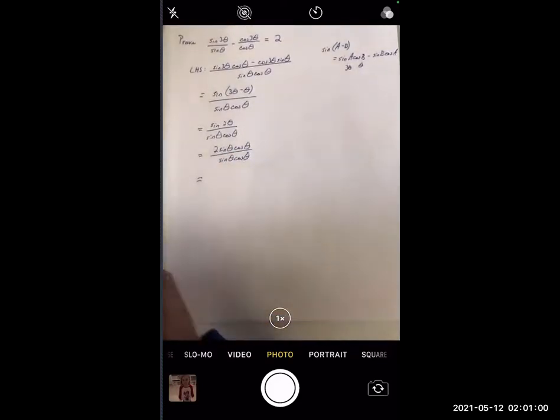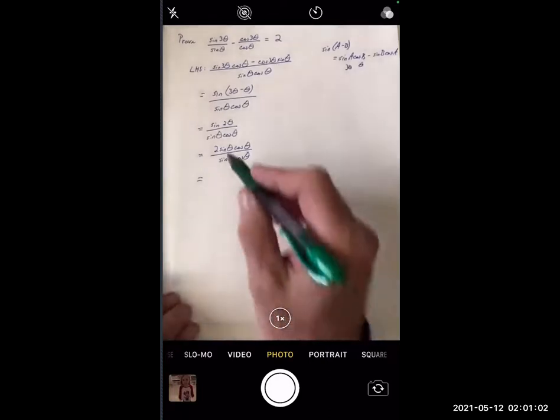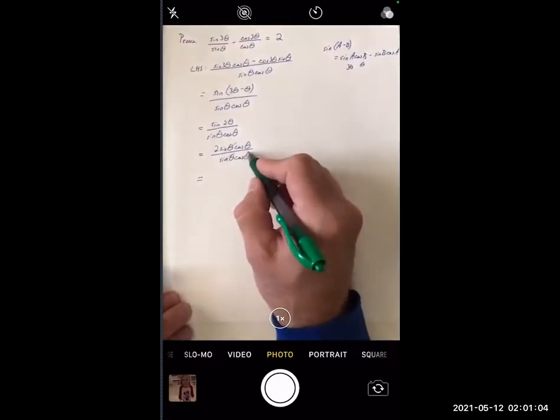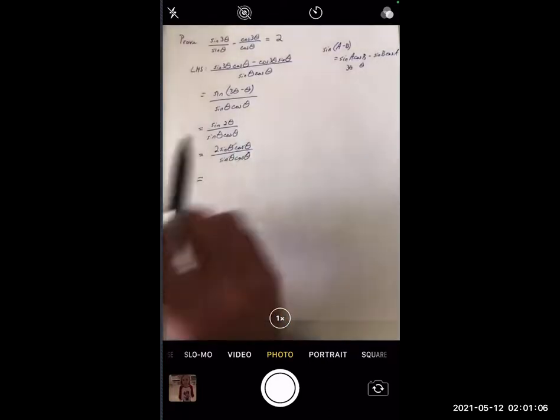And that is exactly what we want, because now the sines are going and the cosines are going. Everything is gone except for the 2.